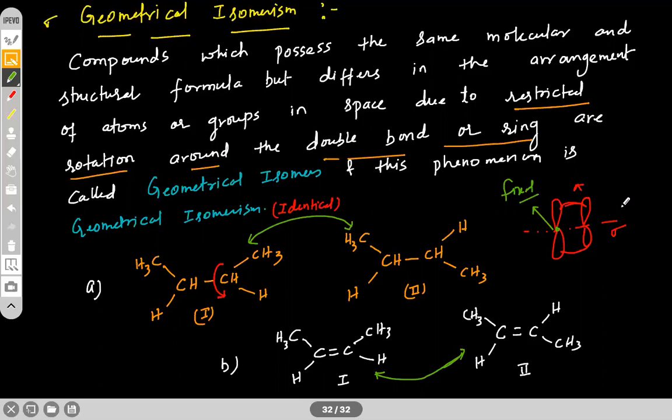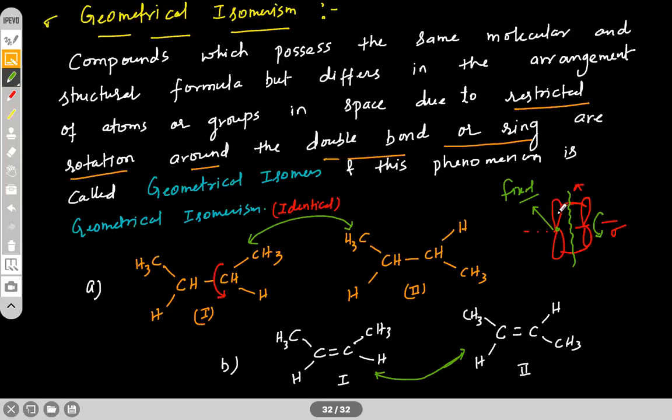So if this is fixed, and if you want to rotate a sigma bond like this, then obviously this bond, the pi bond, you have to break. Then only it will rotate. Okay, but that is not possible. We cannot break the bond here, because for isomers, we must have the same molecular formula. So the bond we cannot dissociate. Hence, we say that the rotation across a double bond is hindered. Okay, rotation is not possible here.